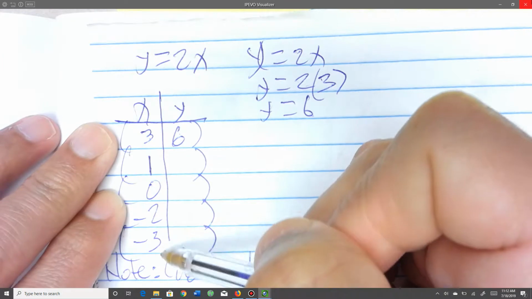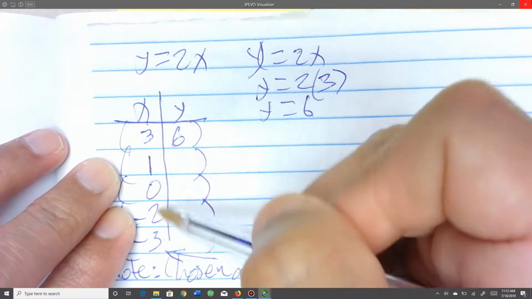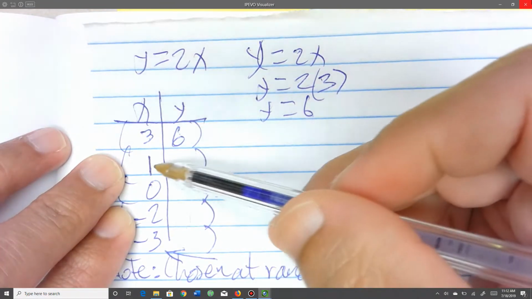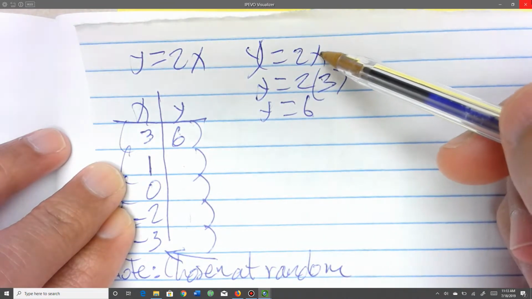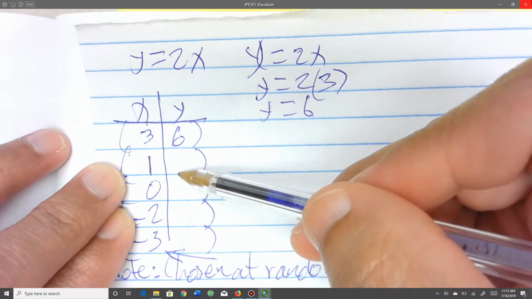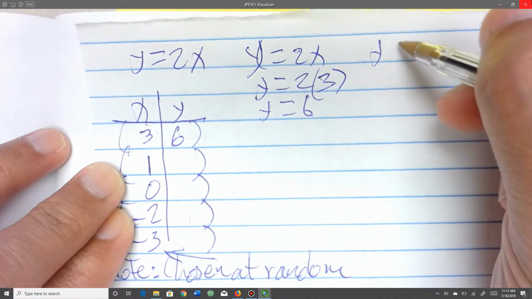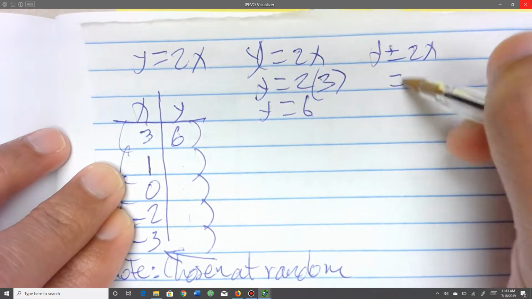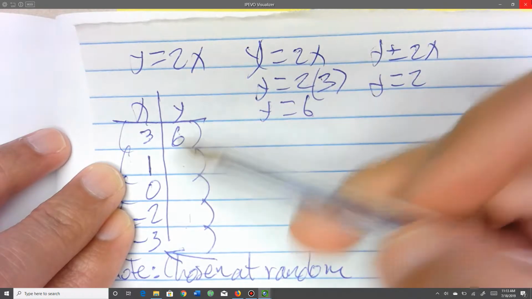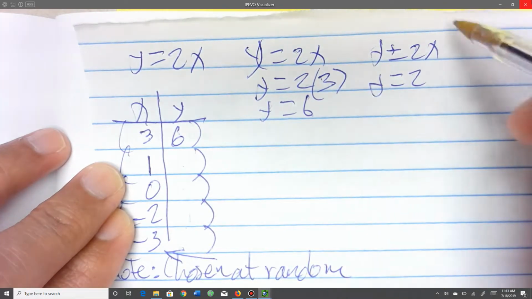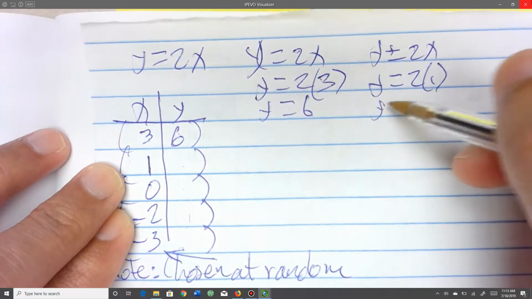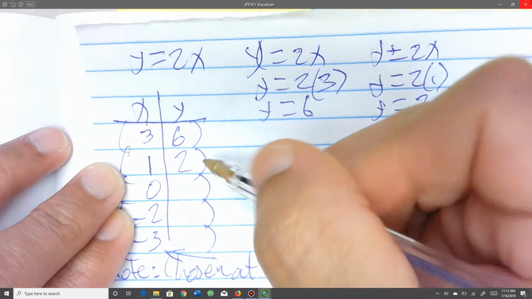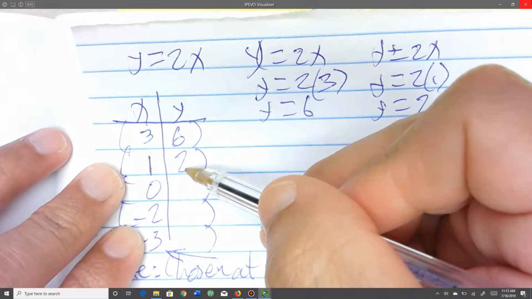Choose your x values at random, use the smallest numbers you can, and then plug the values into the equation and solve for the y variable. All right, let me rewrite my equation and substitute the x value for the next ordered pair, which is 1. So now y equals 2. So the ordered pair for this one is (1, 2). Okay.